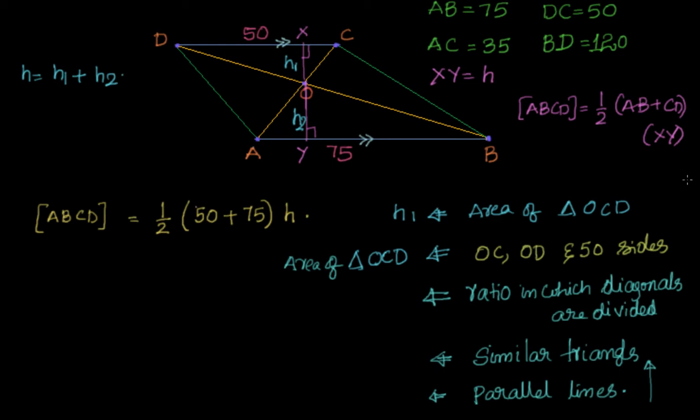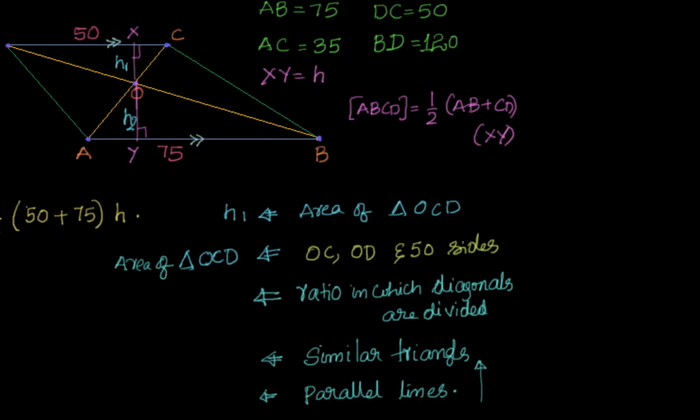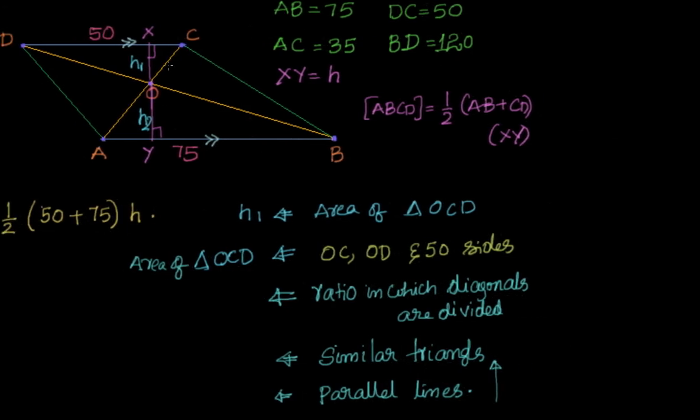Okay, so that should be pretty much clear. Okay, let's go ahead now. Let's try to apply those steps. We'll start here. Step 1 is to prove that they are similar triangles. Parallel lines we already know, it's already given to us. We have to prove now similar triangles.